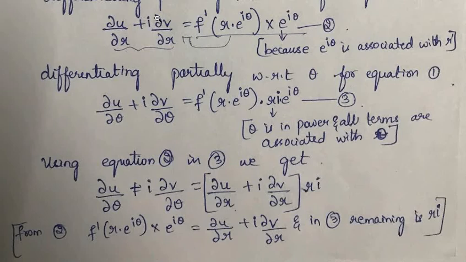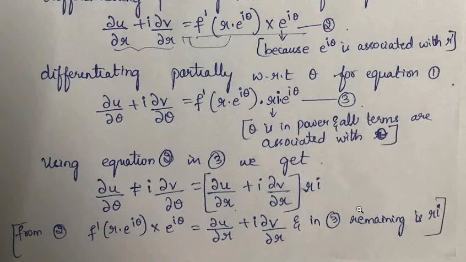Dou u by dou r plus i into dou v by dou r. Write down as it is, dou u by dou r plus i into dou v by dou r. Now you can see here we have substituted only for f dash into r into e to the power of i theta into e to the power of i theta. What about this ri? It is remaining, right? Write down as it is. Why did we substitute? Because we need in terms of u and v. That is why we are doing all this thing. Okay, is it clear to you all?